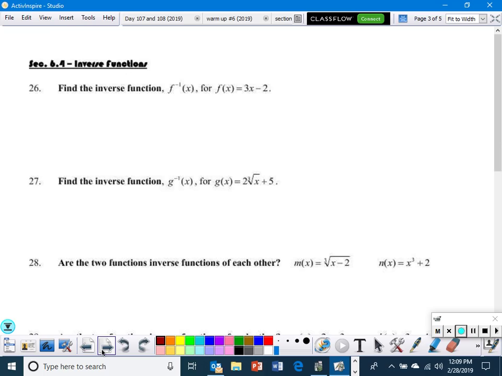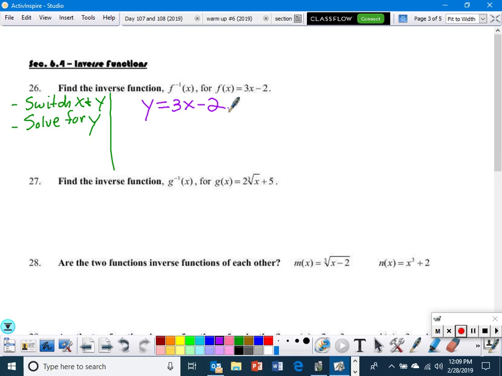Find the inverse function given f of x equals 3x minus 2. All right, let's go through the steps. Okay, step 1, remember, we switch x and y. Step 2, solve for y. All right, here we go. So I'm going to rewrite this with a y in it. Okay, now I'm going to make the switch.